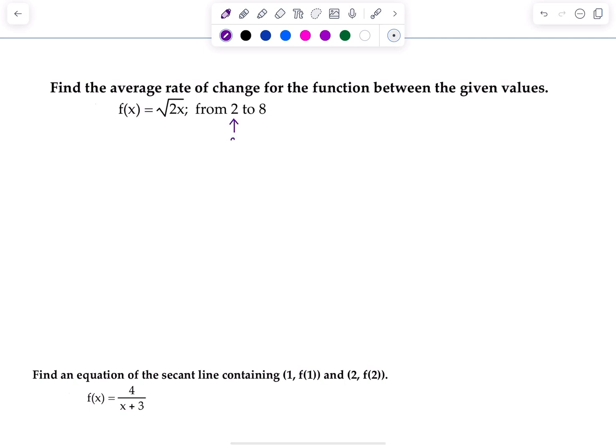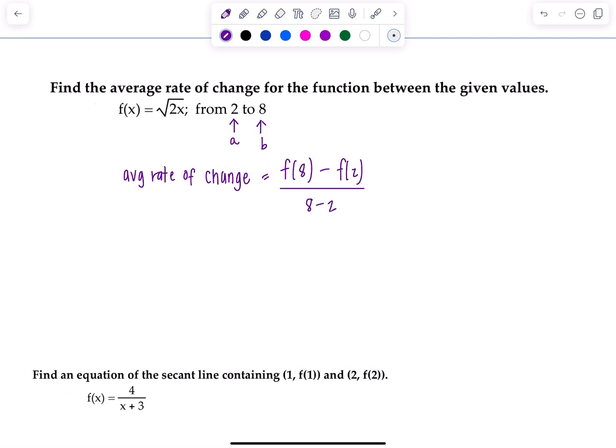So again, this is A, this is B. Where you start is A. So the average rate of change, I wish we had a symbol or an abbreviation for it, is going to equal f of 8 minus f of 2 over 8 minus 2. You can compute the function values off to the side, but let's try to just do it all within the problem. It shouldn't be too bad.